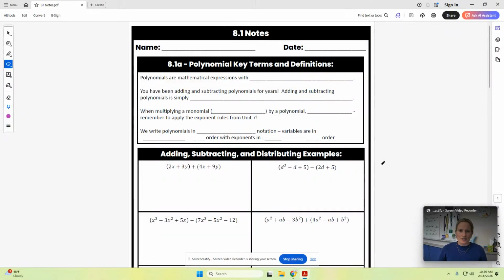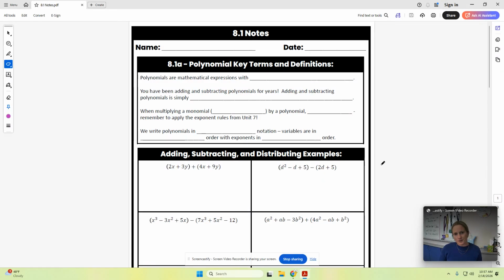These are our notes for section 8.1, and this is going to be the A video. We're really going to talk about what is a polynomial and how to add, subtract, and multiply polynomials. So let's start off by defining what a polynomial is.